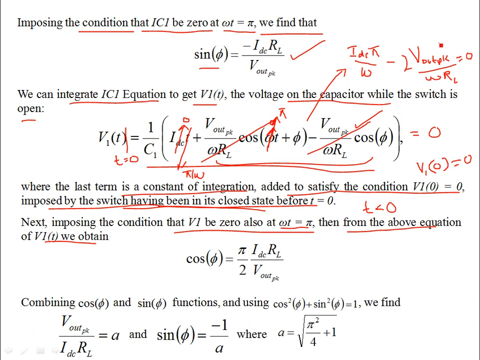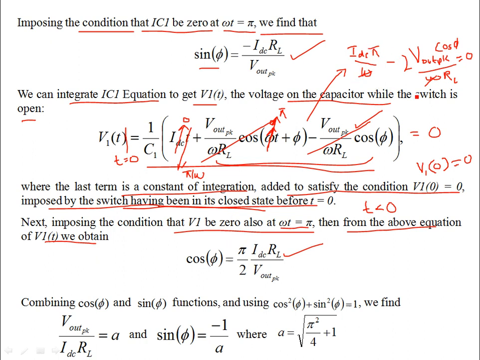I'm missing one thing, that you will have a cosine phi as well. So you can make cosine phi the subject of this formulation, and you end up with the result like this. Okay, so you see that there is no omega. You can cancel out this omega from both sides. There is no omega over here, and if you take this on the right hand side, this is IDCRL over V out peak, and then there's a pi over 2. So there is pi and there is 2.